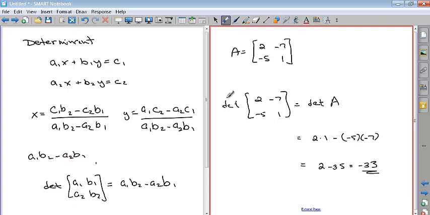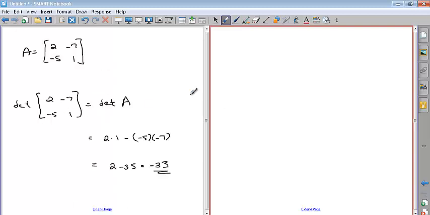Now, another way of writing this process of finding the determinant is to draw vertical lines. So instead of showing it as a matrix, you show it as a listing of numbers like this. But this also means determinant. So you can put the determinant in front of it. You can call matrix A, represent matrix A by this, and then say the determinant of A. Or you can just show these vertical lines. So if you see this, you would say, okay, the answer is 2 times 1 minus negative 5 times negative 7. Same result, you get negative 33.